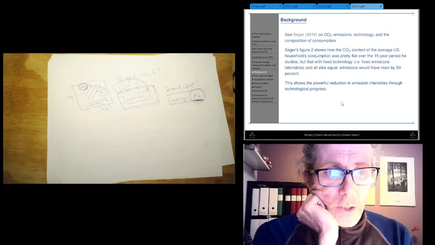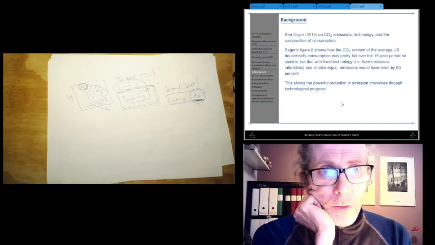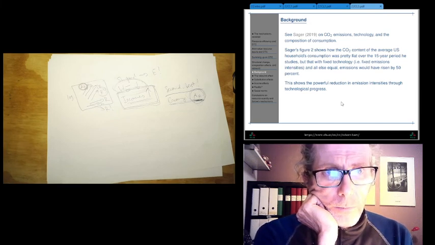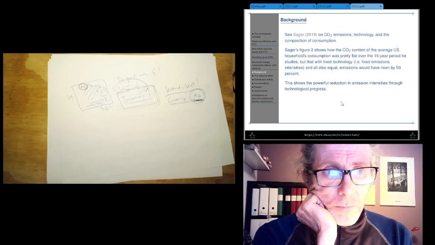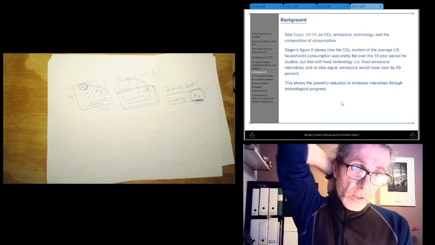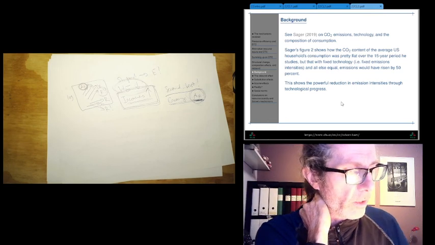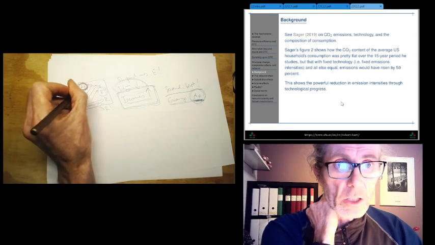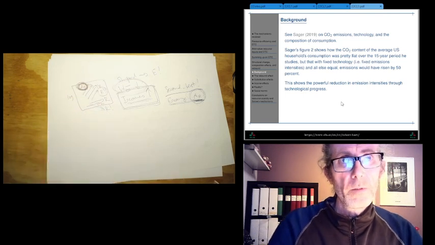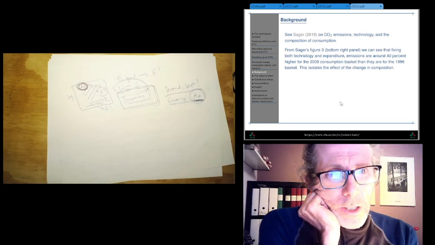But if technology hadn't improved, and everything else had been the same, emissions per dollar would have gone up a lot. So this shows the powerful reduction in emissions intensities through technological progress. That is basically showing that AR grew. If we held AR constant, emissions would have gone up. Okay. But then the really interesting one is figure 3.